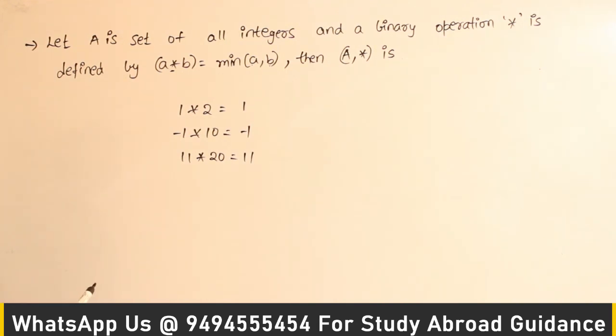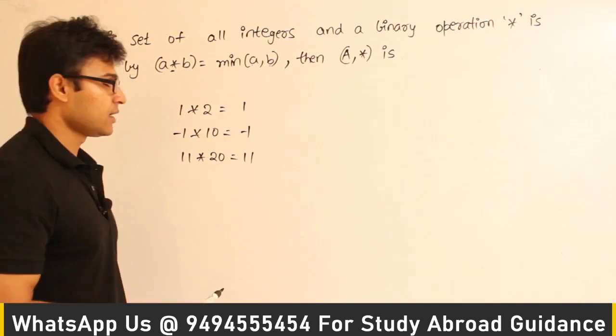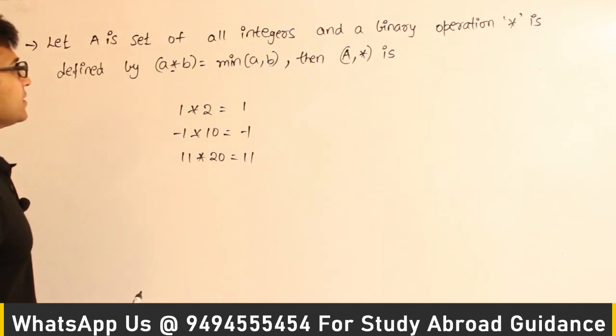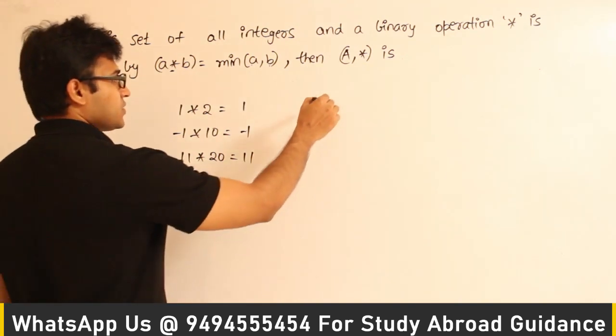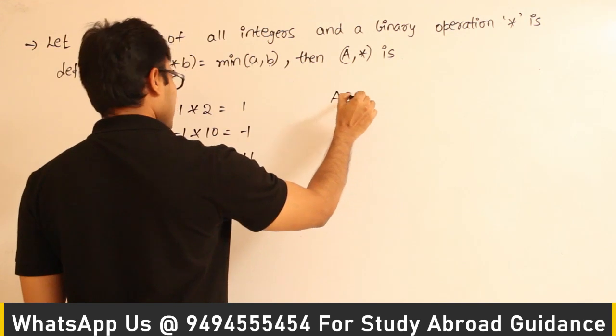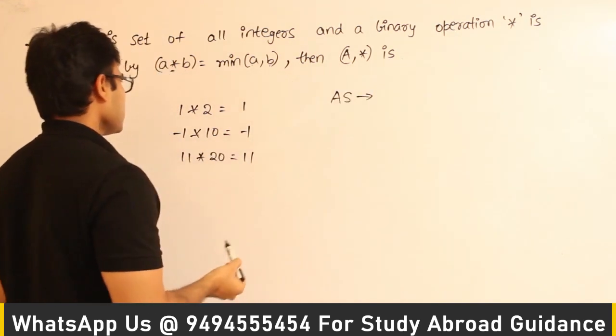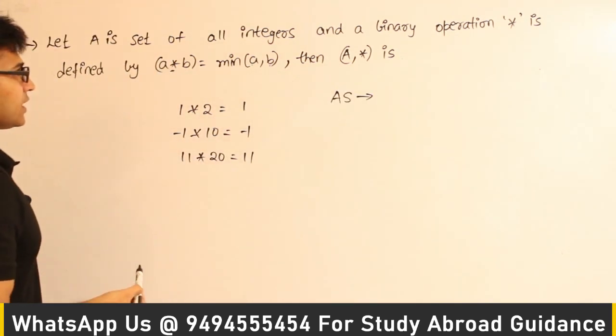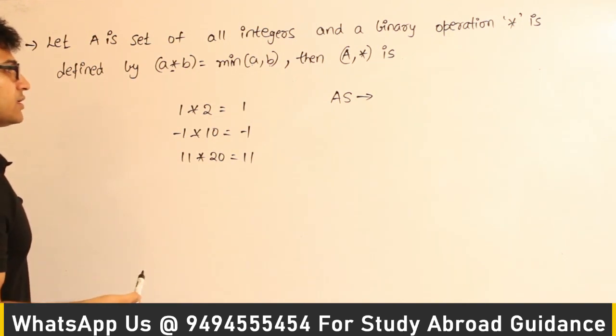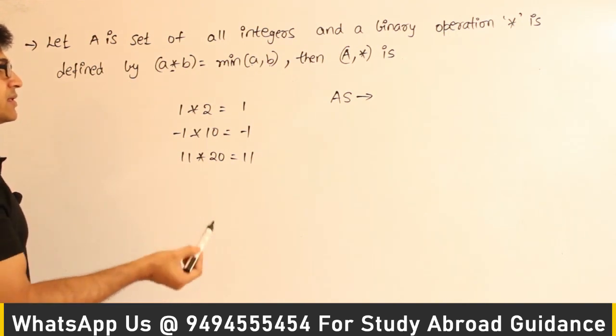So now they are asking, what can you say about (A, star)? Is it a monoid or is it a group or a semi-group, like that? Let's go step by step. Is it going to be an algebraic structure? So if it has to be an algebraic structure, closure should be obeyed, which means if I take any two elements from the set of integers, the result should also be present in the set.